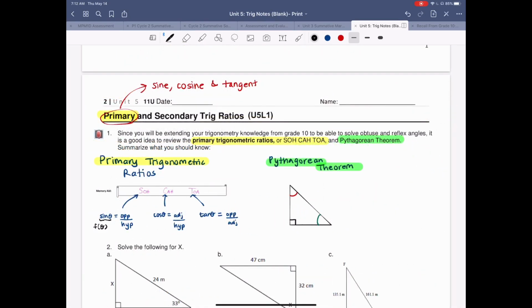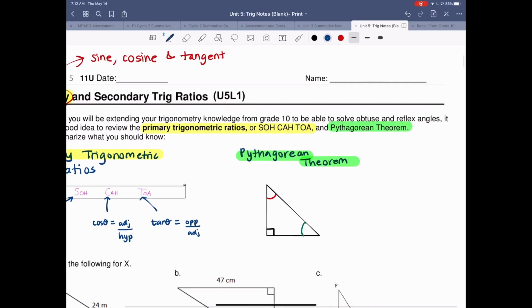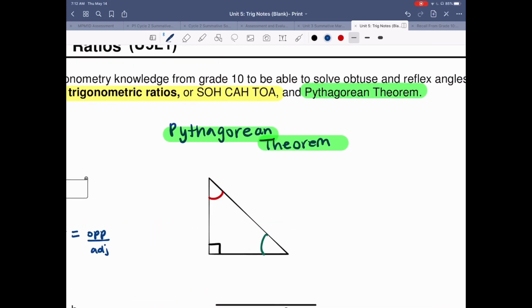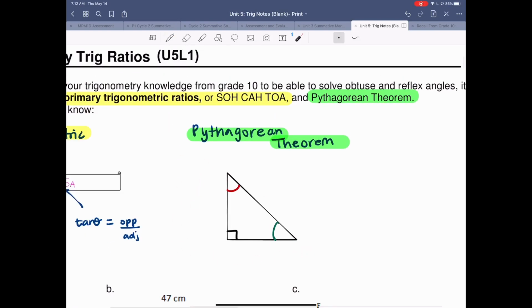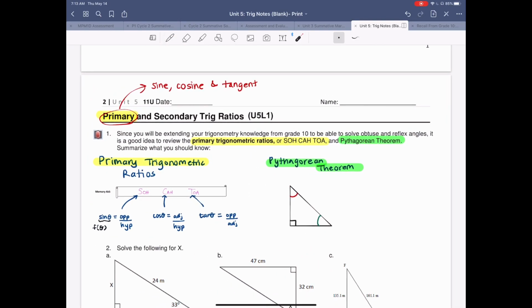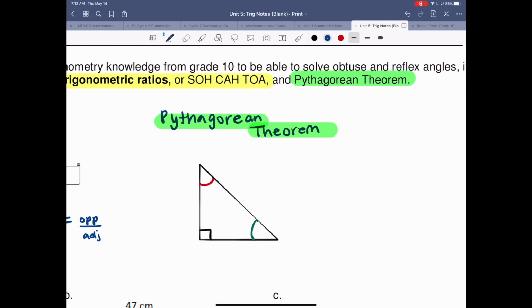Meanwhile, try to recall what Pythagorean theorem is. It is the formula used to find the missing side of a right angle triangle. Keep in mind this only works for a right angle triangle, and along with primary trigonometric ratios, they both only work for right angle triangles. So the equation is a squared plus b squared equals c squared.